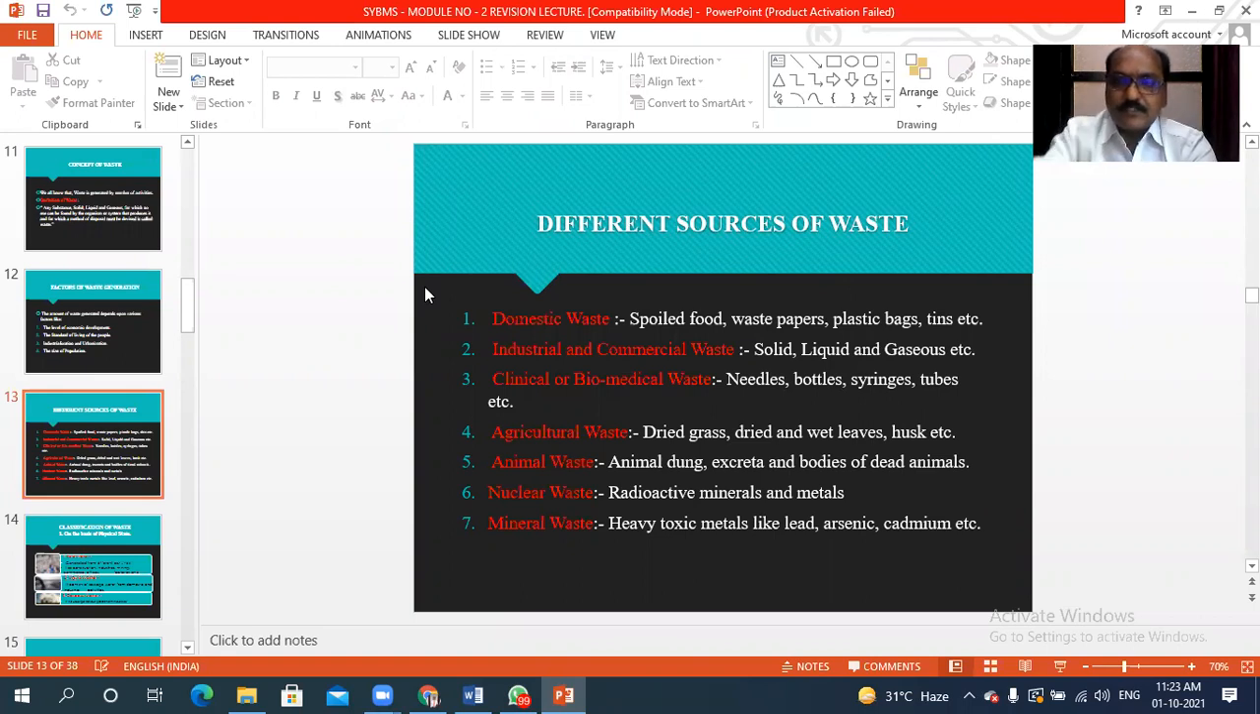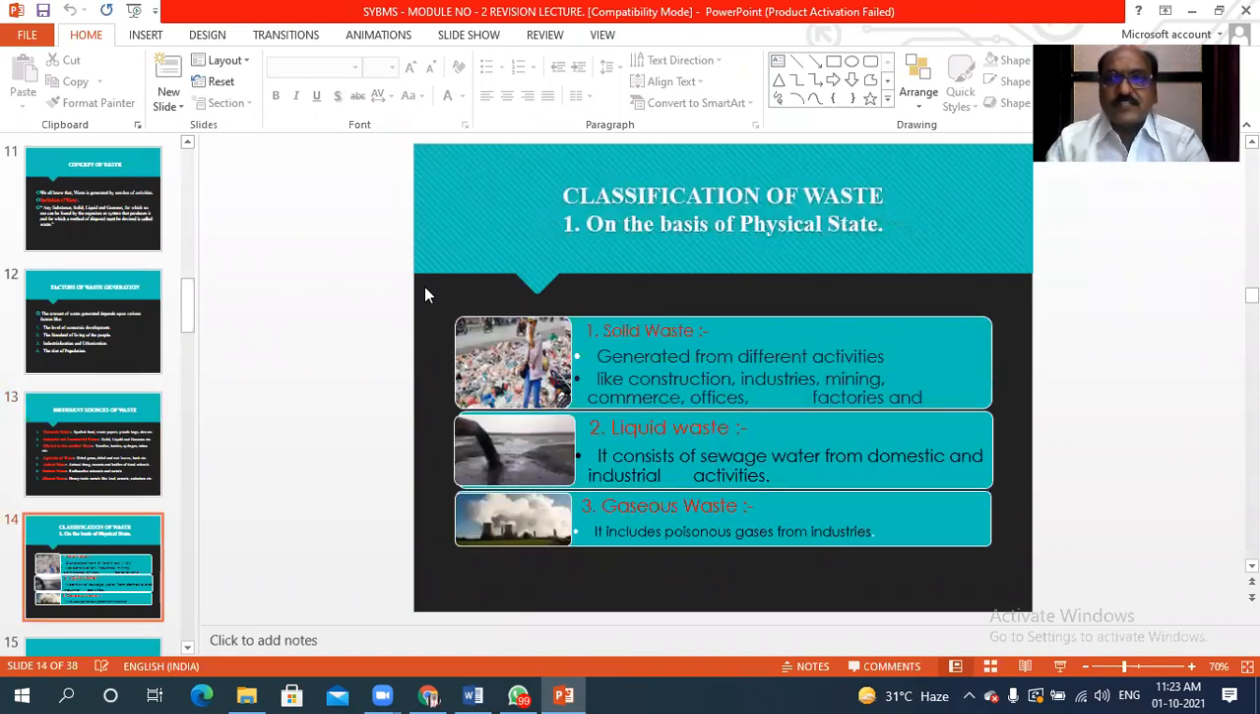After that, dear students, next you see classification of waste. Okay, so dear students, whatever waste we generate in the environment, we can classify it into different types on the basis of different categories, different criteria. So now you see, dear students, this is the first criterion which we are using for classification of waste, that is on the basis of physical state.